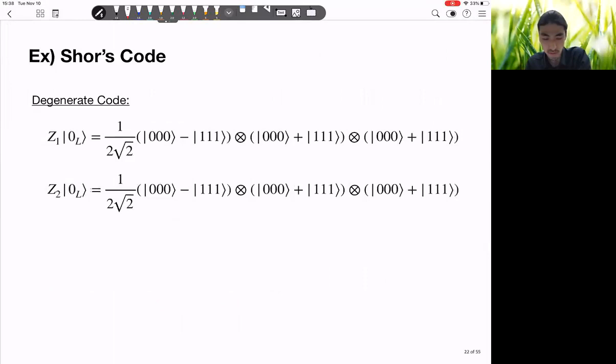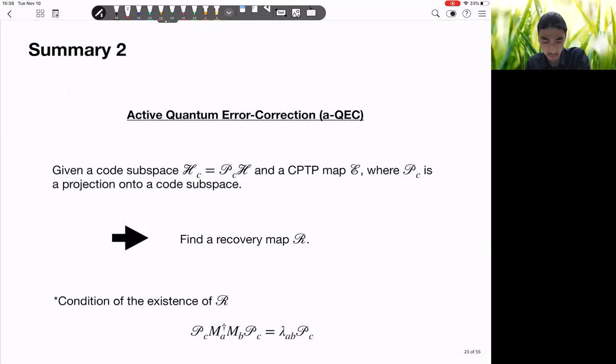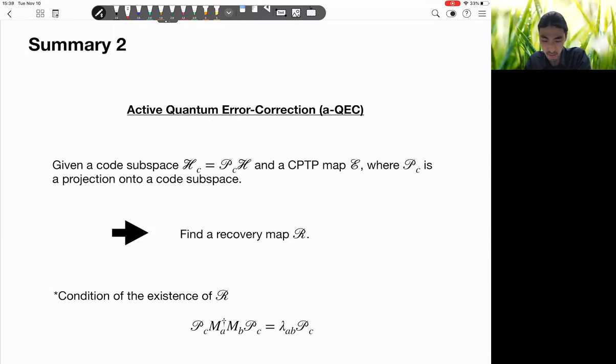Okay. So for the summary of active quantum error correction: given a code subspace HC and the CPTP map E, find the recovery map R. That's the idea of active quantum error correction. And the condition for the existence of the recovery map is given by this.